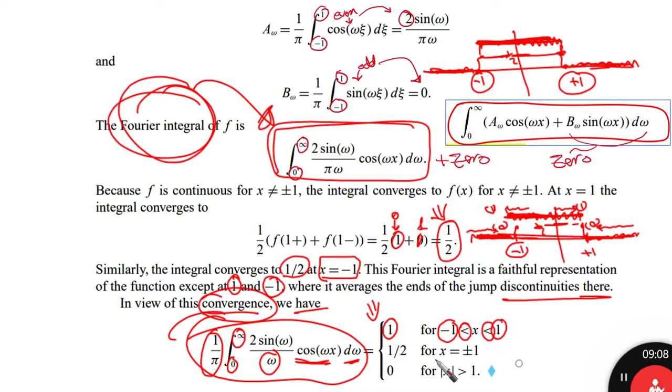Why? Because at x equal to -1 or +1, what will happen? Yes, it averages. It makes the average, as we said. It is getting the average between 0 and 1, so it is going to be half, right? So this is why it is half here. And for x with absolute value larger than 1, meaning to the right of 1 or to the left of -1, it is going to converge to what? 0. Exactly.